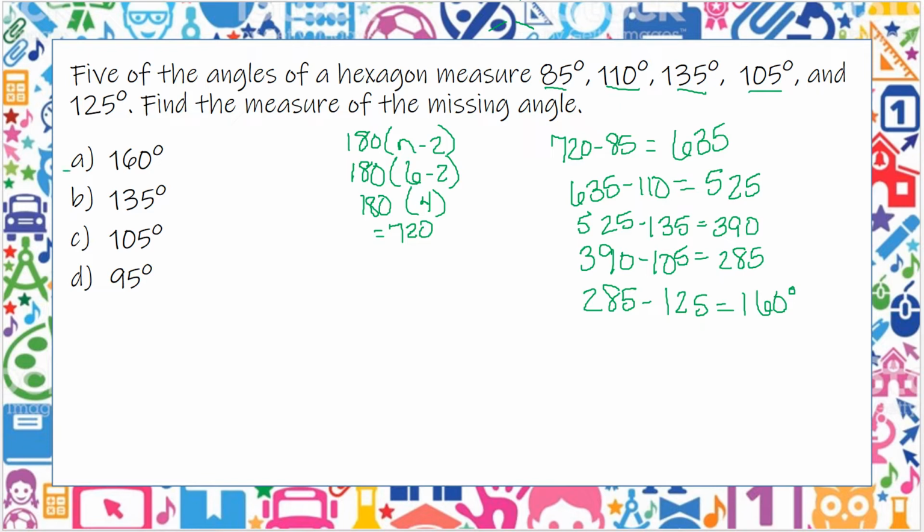So your answer is A, 160 degrees. So the way we did that was just find the total number of degrees and then subtract each one of those that we knew to find that missing angle.